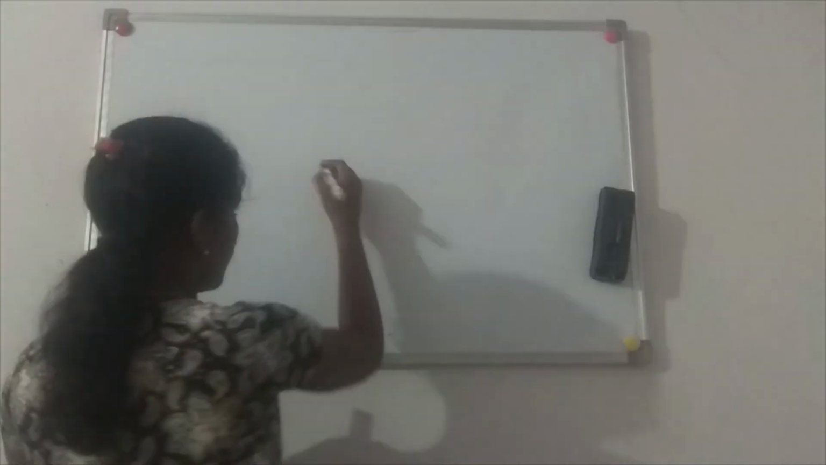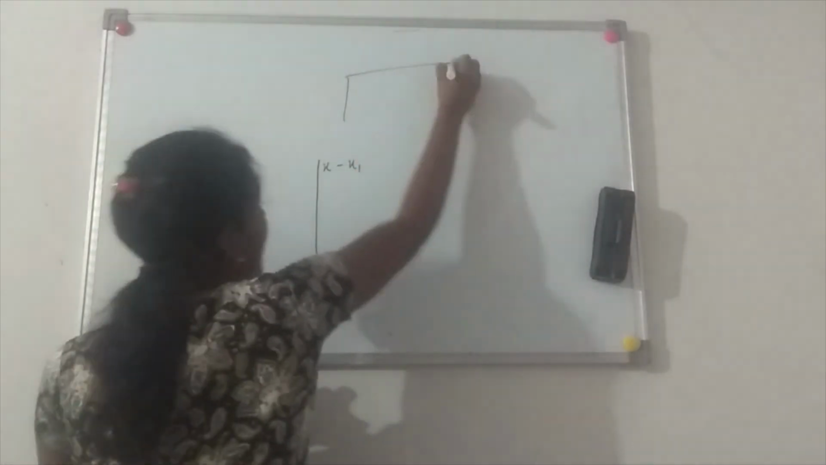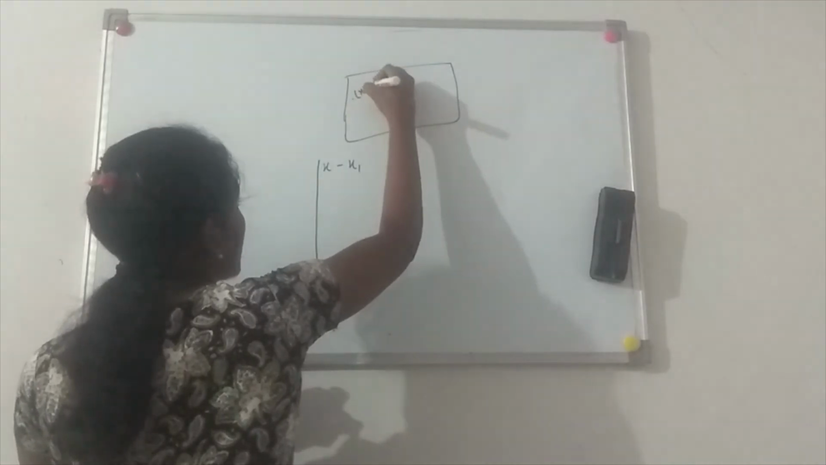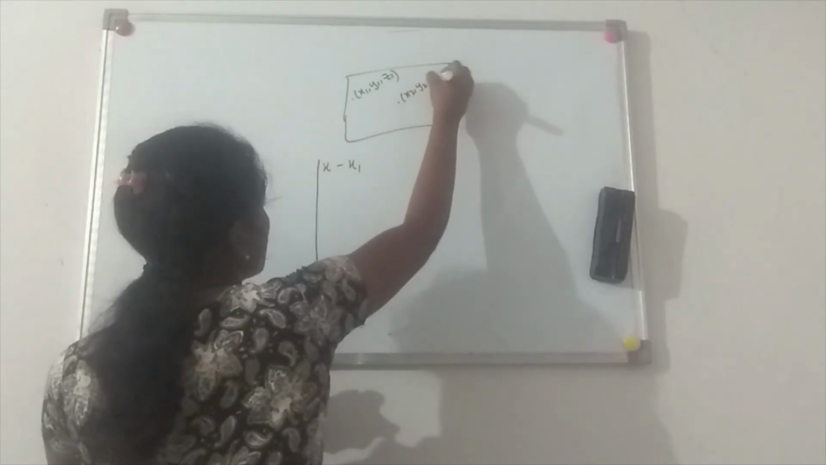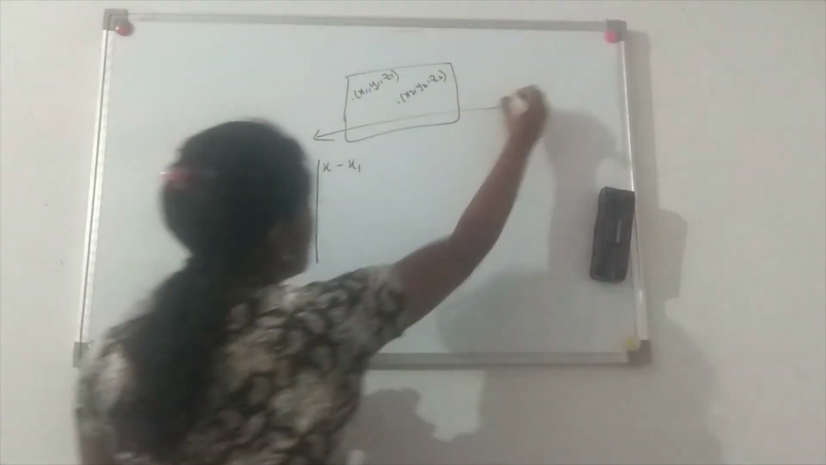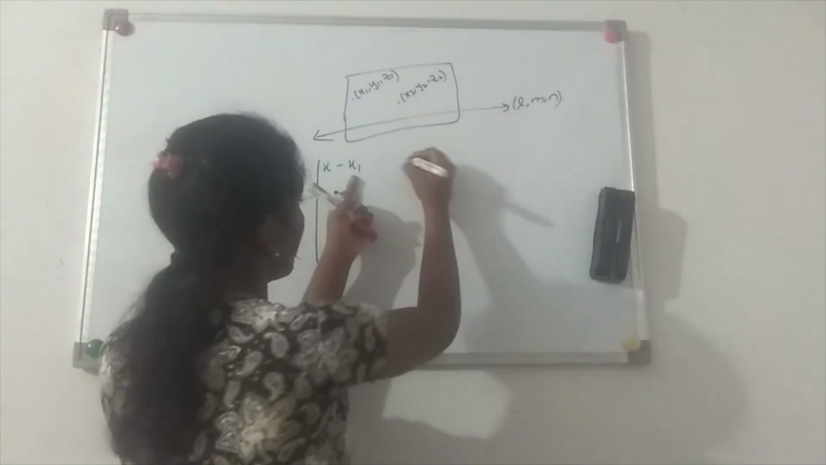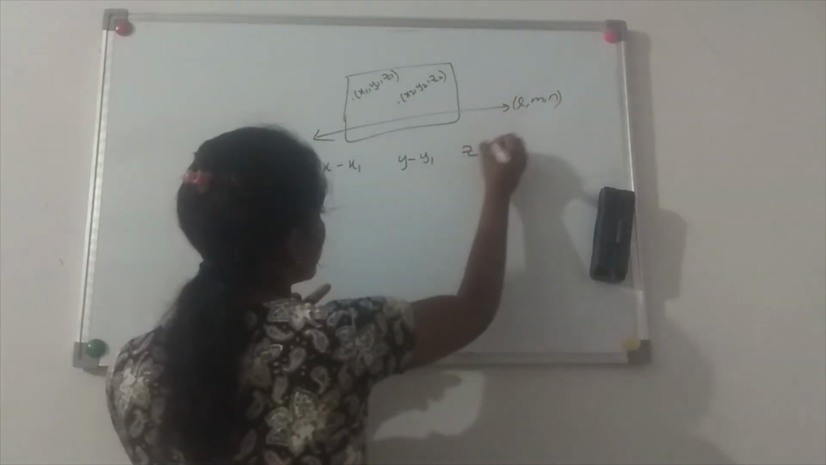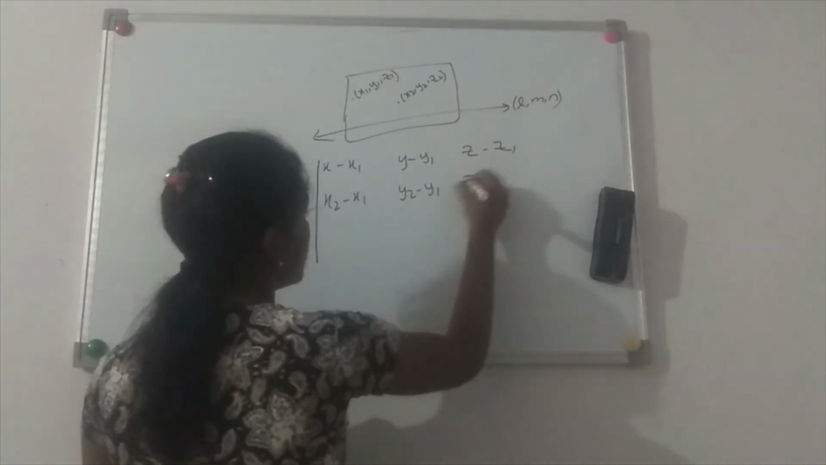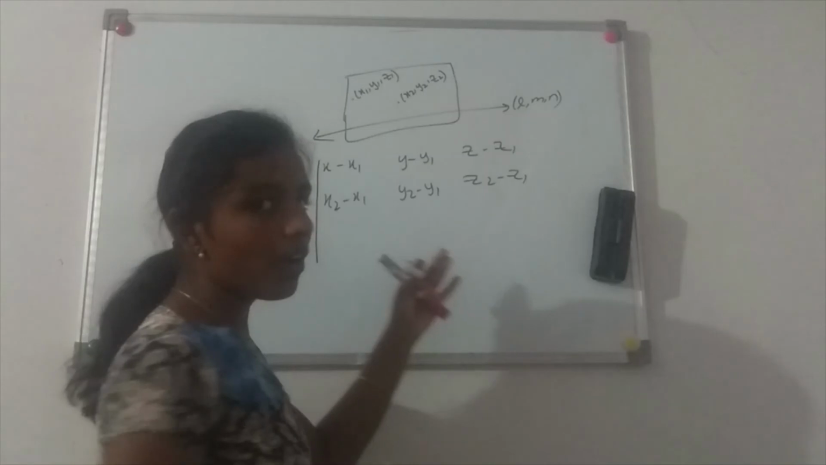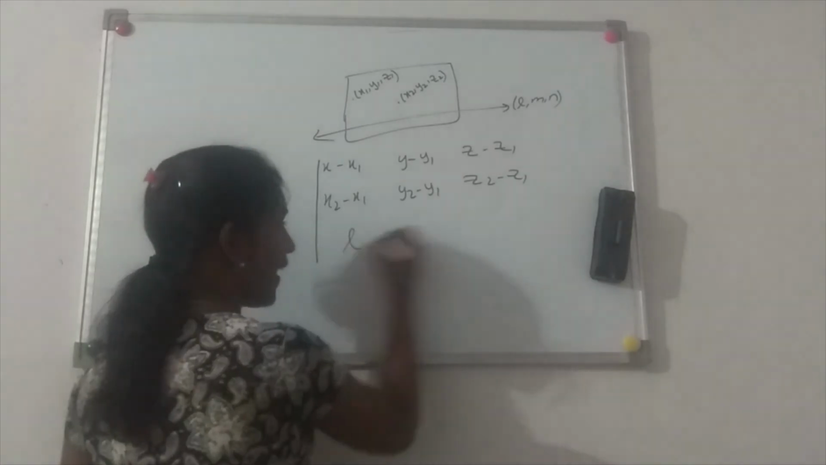You have 2 points on the plane, x1, y1, z1 and another point x2, y2, z2, and there's a line with DRs L, M, N. Now the determinant is: x minus x1, y minus y1, z minus z1; x2 minus x1, y2 minus y1, z2 minus z1; and in the last row, instead of the third point, we are going to keep these DRs, that is L, M and N.